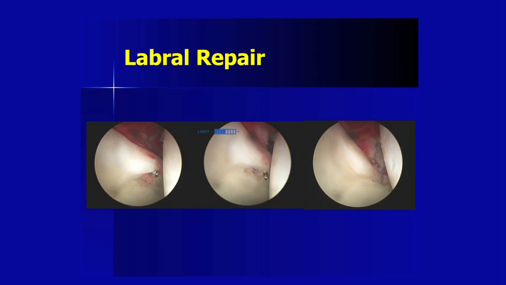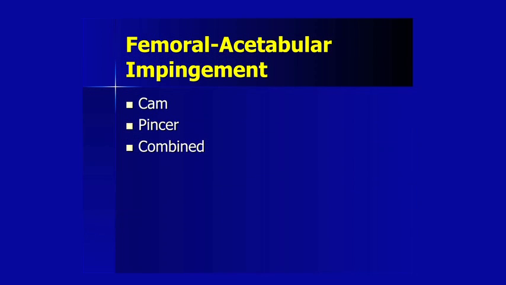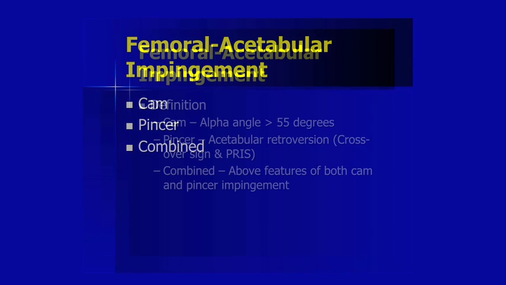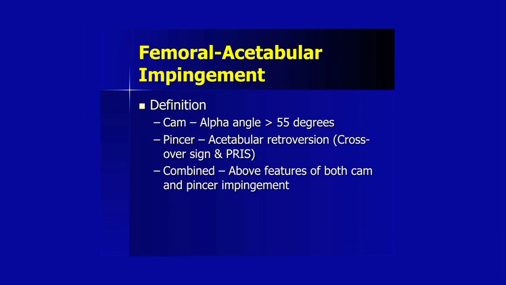And now we'll talk about impingement. When it's on the ball side or the femur side, that's called cam. If it's on the socket side, it's called pincer. And if it's on both sides, it's called combined. And we'll go through this in a little more detail. This is probably more of a physician education talk, but this is just the different definitions of impingement.